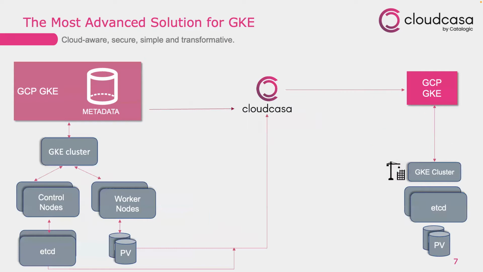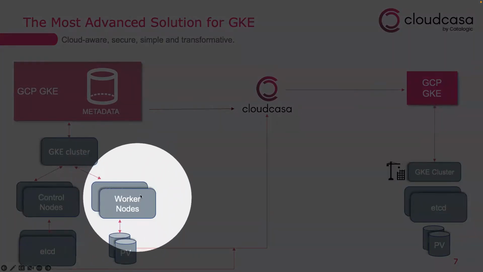So let's look into a little bit more about the offering, especially for Google GKE. They say they are the most advanced solution for Google Kubernetes Engine. It is cloud aware, so secure, simple and transformative. So let's look into the details. On the left-hand side, you have GCP, Google Cloud. You have your GKE cluster, you have all of your metadata, you have your control plane nodes, you have your worker nodes, you have your etcd database, and you have your persistent volume claim data here as well.